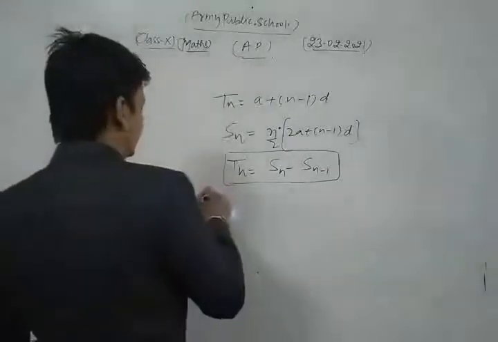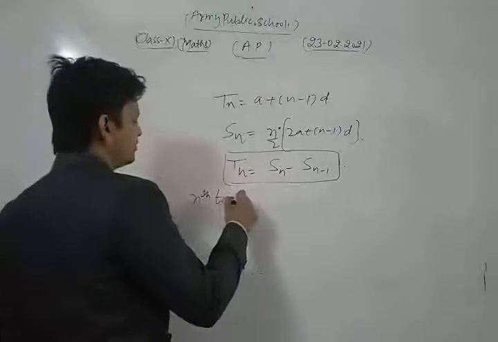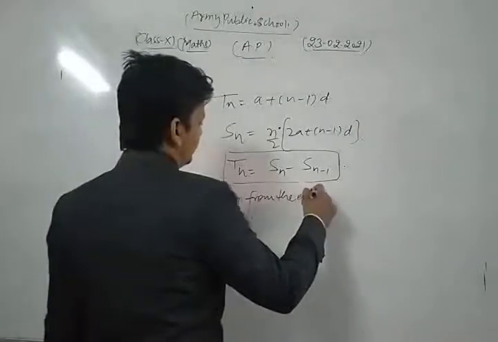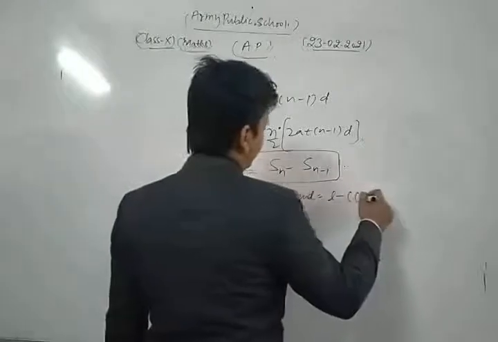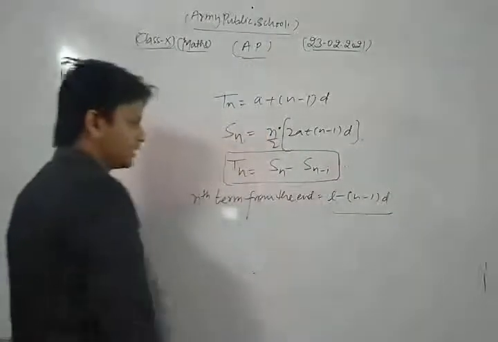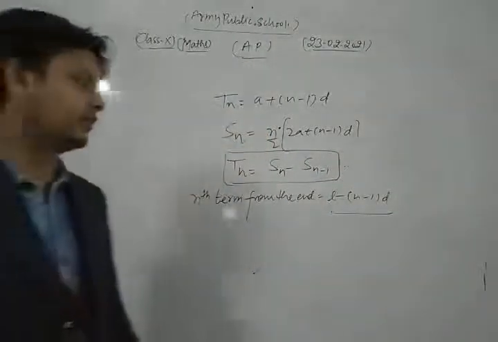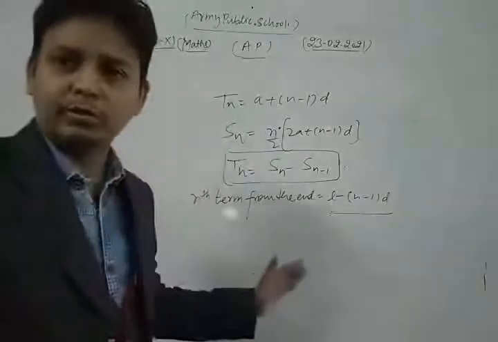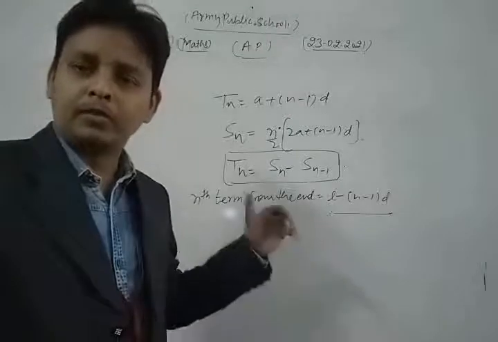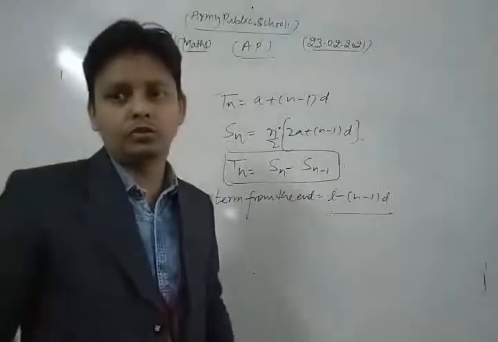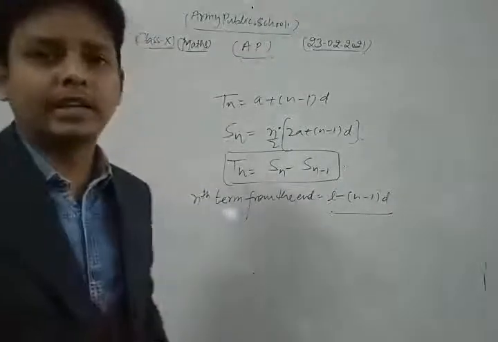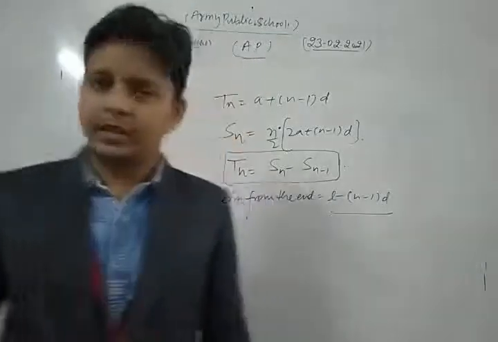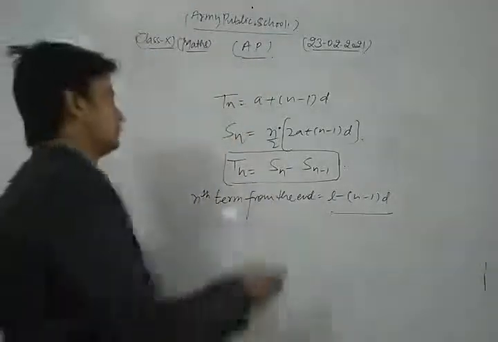The next formula is the nth term from the end, which is l minus n minus 1 into d. This is the formula for the nth term of an AP from the end. So these are some important formulas related to the chapter AP. Now, in today's class, we take and solve some previous year board examination questions based on AP. Let's see, dear friends.